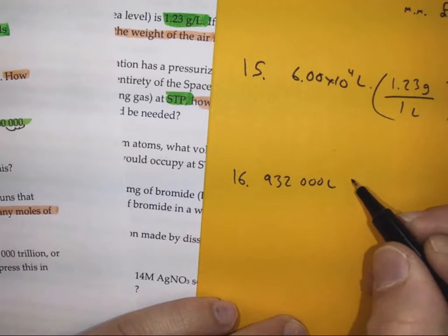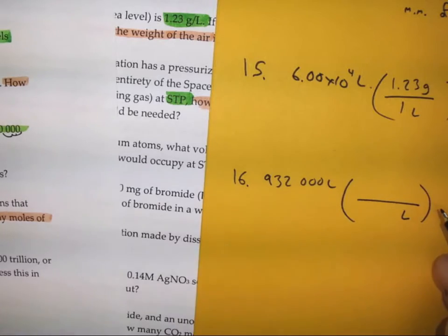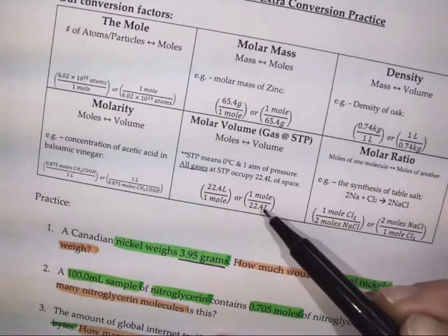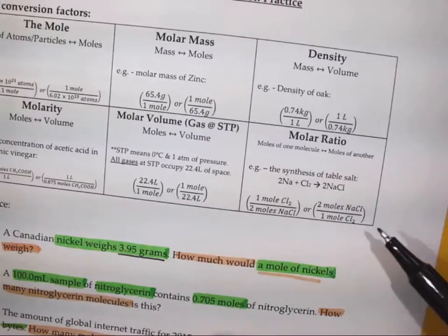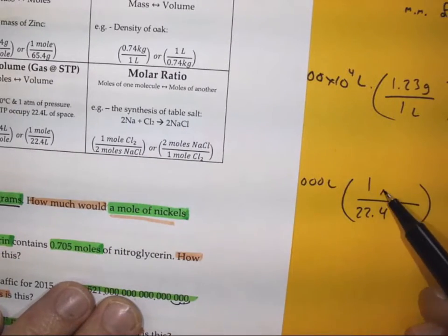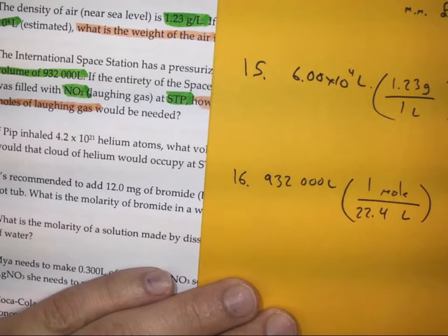All right, so that's actually pretty easy. I can say, okay, I want liters to cancel out. So I'll use this conversion factor here, where liters are on the bottom. I get 22.4 liters for every 1 mole. And that will tell me how many moles of laughing gas I would need.